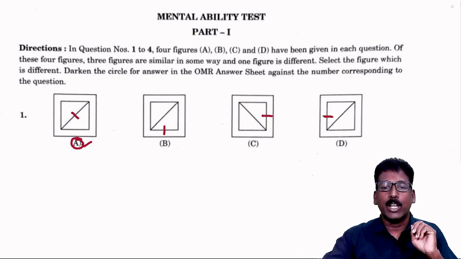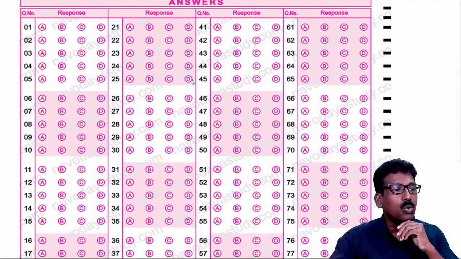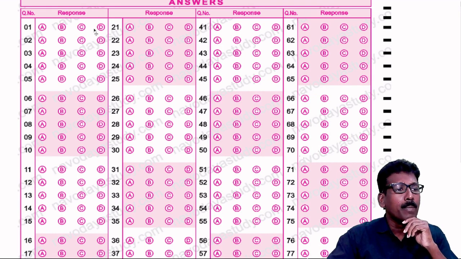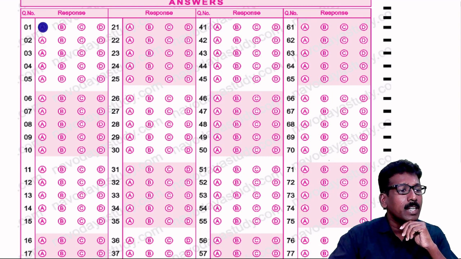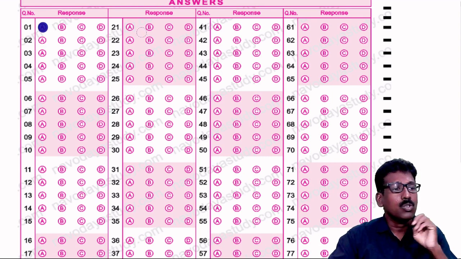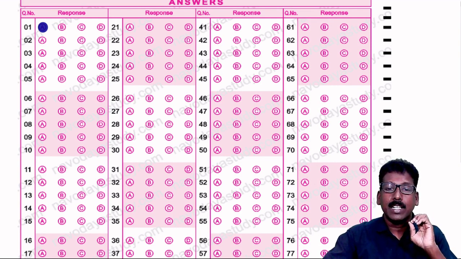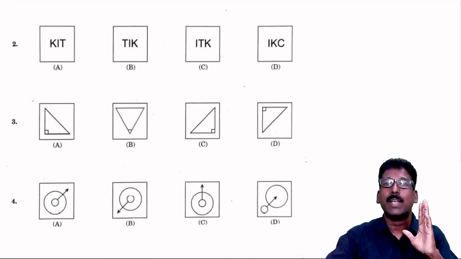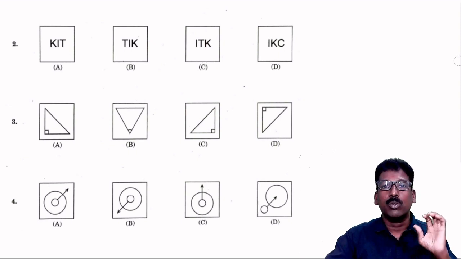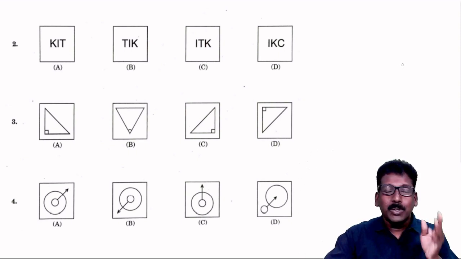You will be given an OMR sheet. For each question, there are 4 probable answers A, B, C, and D. For the first question, A is correct, so you have to darken A in the OMR sheet. Now let us look at the next question. Here, questions 2, 3, and 4 of the same type are given. Try to find out the answers. You just pause the video and try to do it yourself.